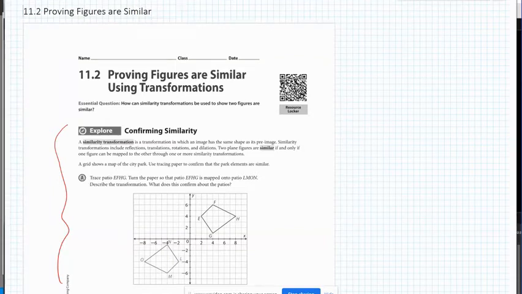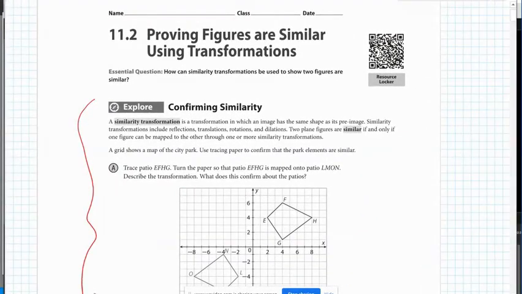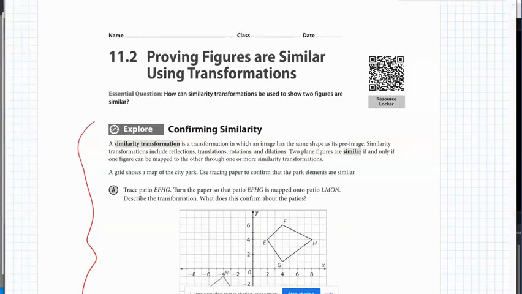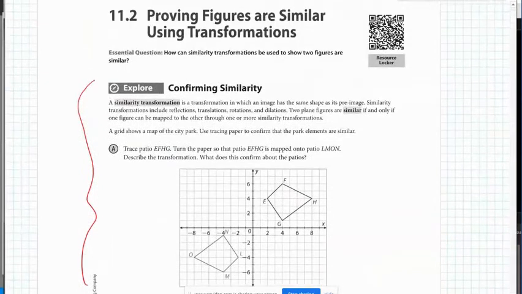Hello, everybody. This is Bert Dixon presenting today on section 11.2 from our geometry text on similarity transformations, using similarity transformations to prove that two figures are similar. So if you have your textbook, go ahead and open to page 587.